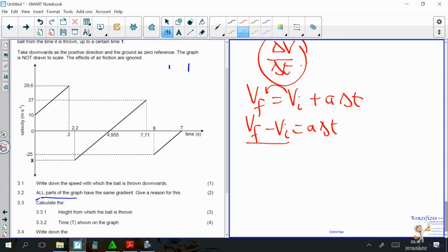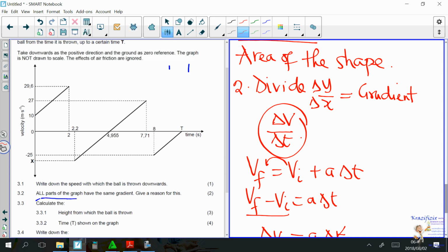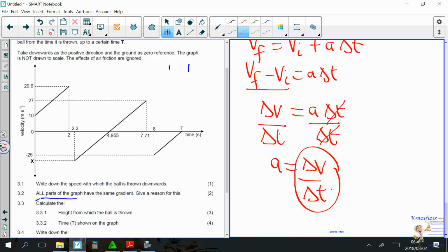By the way, what is this? Delta V, right? Equals a delta t. Can we divide both sides by delta t? And I'm going to actually show you something here again now. All right. So what do I have? A equals delta V over delta t. Does this formula exist? Now, this is the formula we wanted. So if we divide, we want this, which is equal to acceleration. That means the gradient is acceleration. You need this for all your graph questions.